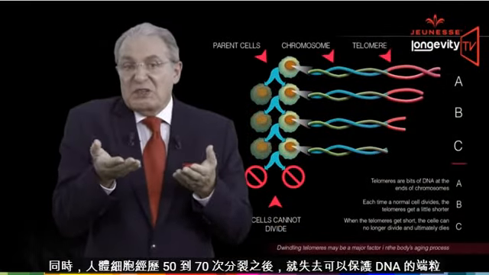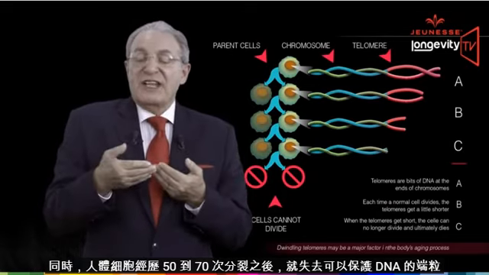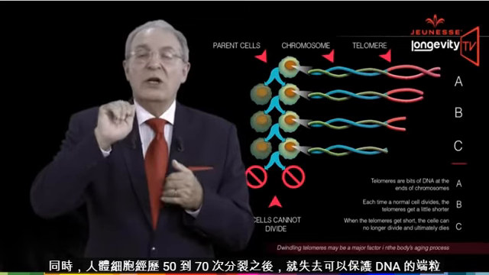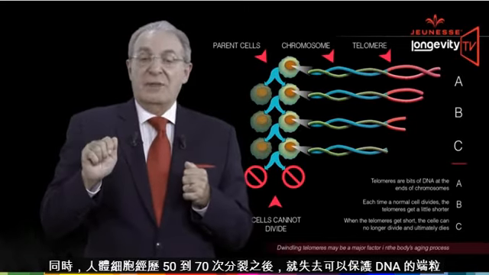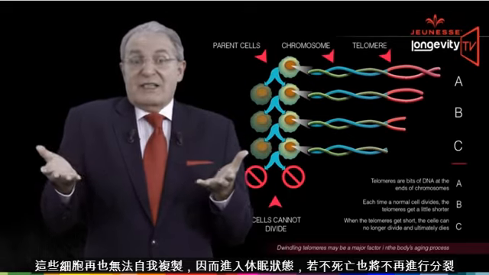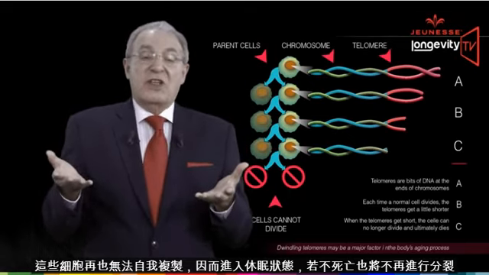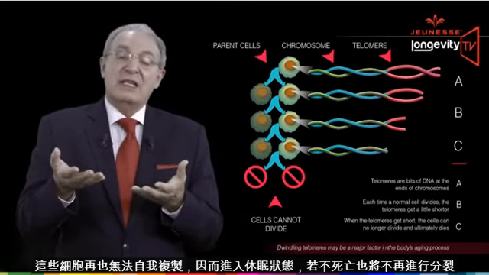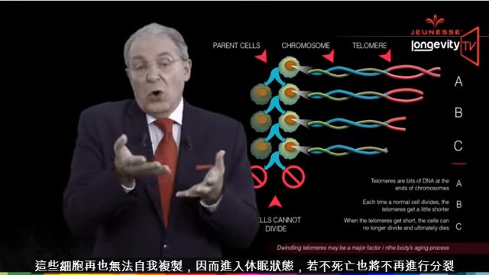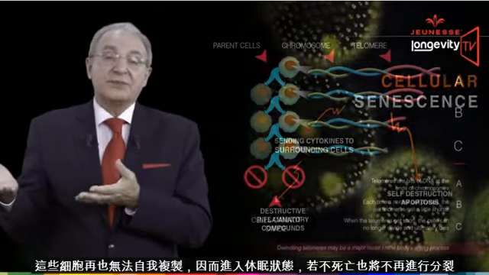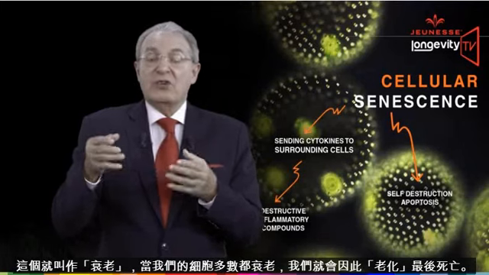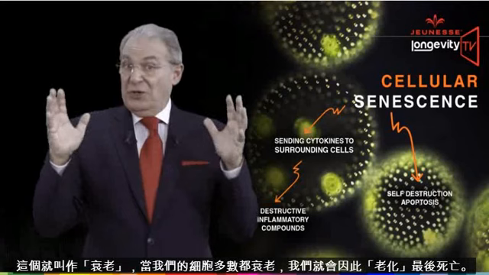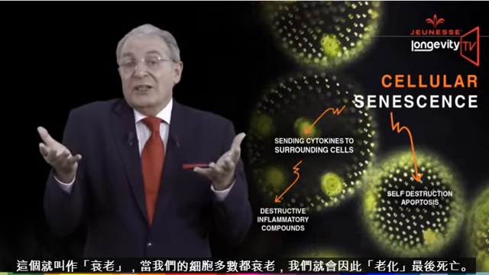Meanwhile, after 50 to 70 divisions, the cells in our body reach a stage where there are no more telomeres to protect our DNA. So these cells can no longer reproduce themselves. They reach what we call a retirement-like state in which they die or no longer divide. This end point is called senescence. And when senescence reaches a majority of cells, we die of old age.